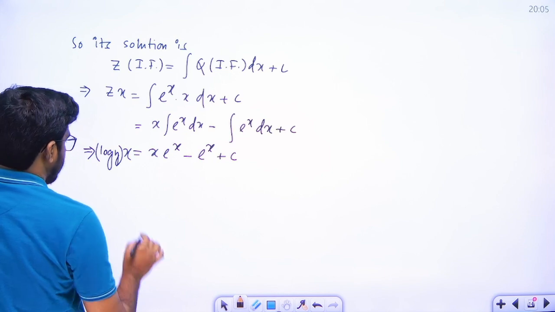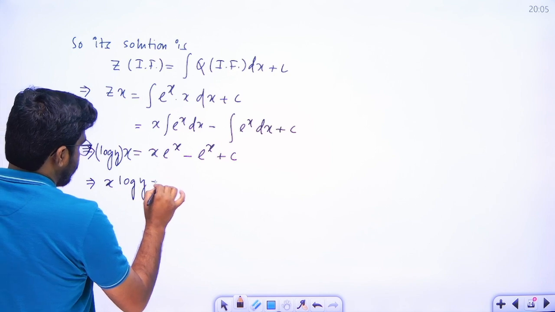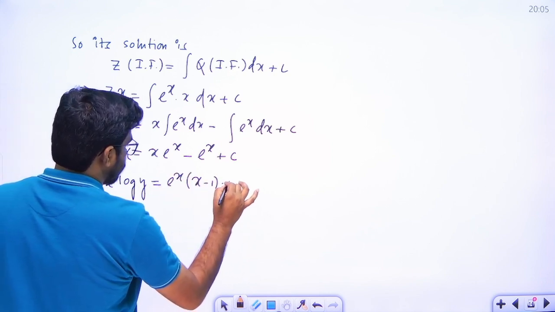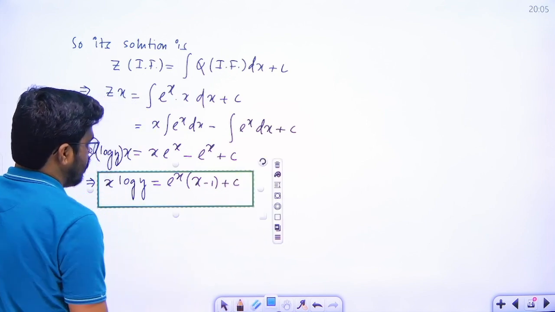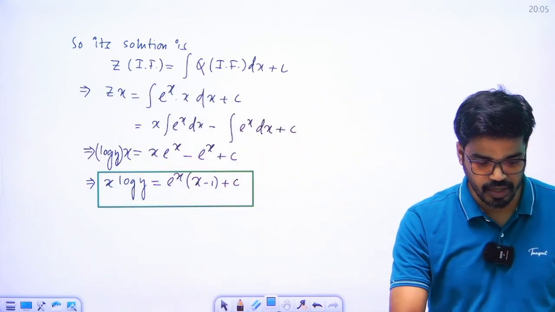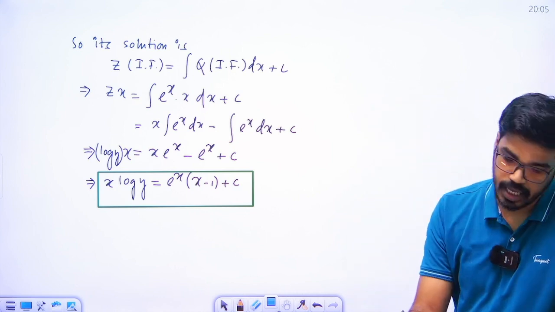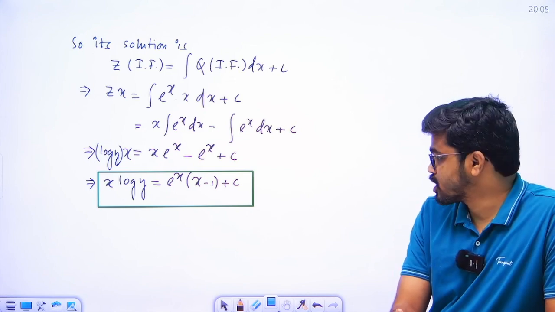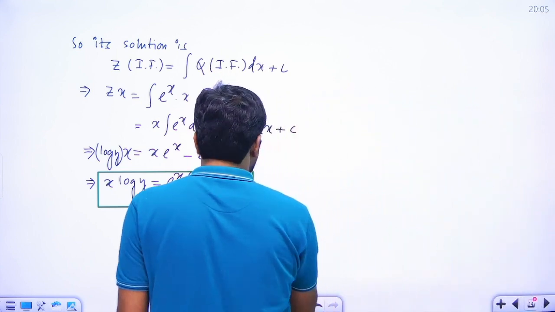So this implies x log y, taking e to the power x common, equals e to the power x into x minus 1 plus c. So this is the solution of the given differential equation. The solution of the given differential equation is x log y equals e to the power x into x minus 1 plus c, where c is an arbitrary constant.